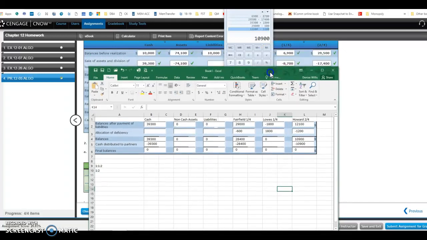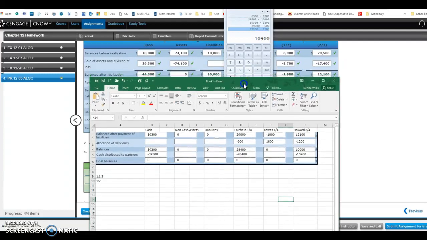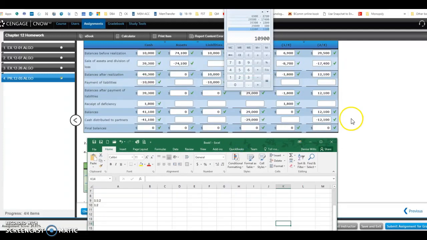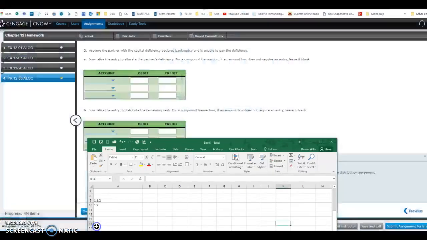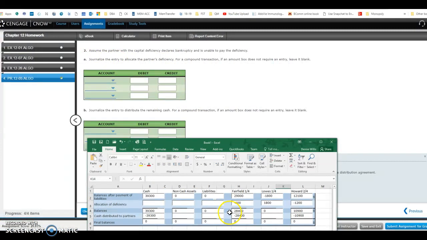Okay, so let's go down to what they actually asked us. There is no chart to fill in for part 2, but I'm just trying to show you how it works. I think it makes more sense if you see it in this format. So it says assume the partner with a capital deficiency declares bankruptcy and is unable to pay. They want us to journalize the entry to allocate the deficiency. So we're going to credit Lowe for $1,800, and we're going to debit Fairfield and Howard. When we debit their capital accounts, that's going to reduce their capital accounts. It's going to increase Lowe's capital account.